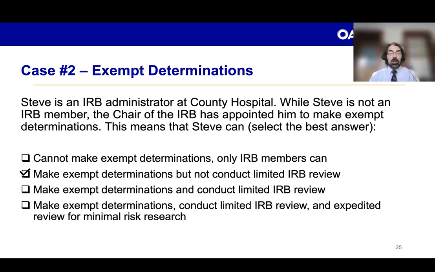So Steve is qualified to make the determinations, but can he do a limited IRB review? No. So that task is limited to IRB members only. And that's the same for expedited review, right? You have to be an IRB member, and that has to be designated to you by the IRB chairperson. So the correct answer here is the second one.